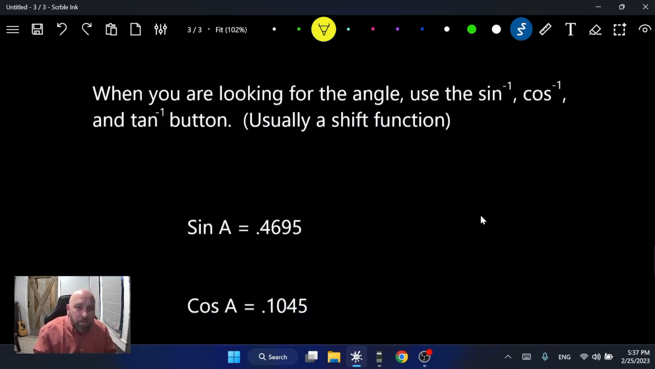So now here's the question. What happens if I know what the sine is? Can I figure out the angle? So check this out. When you are looking for the angle, use the sine -1 button. This means inverse sine or arc sine. It's the same thing. I'm just giving you some vocabulary there. You don't need to know that. But that sine -1 button on your calculator is usually the shift function.